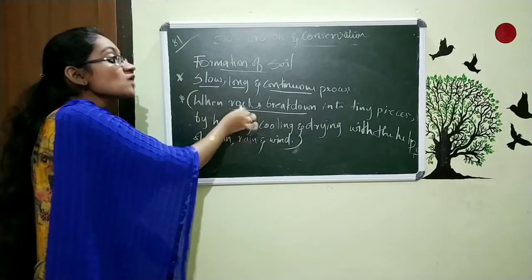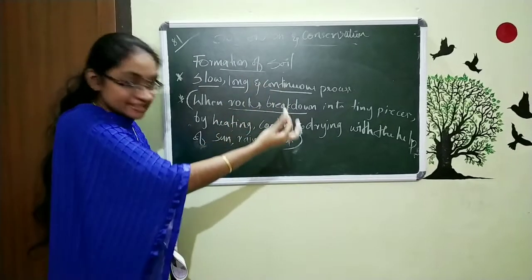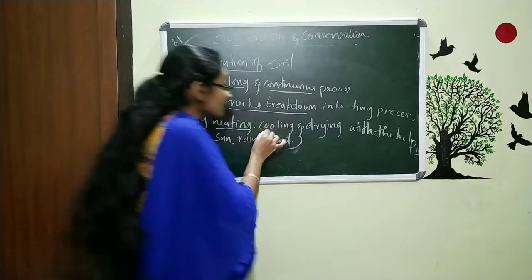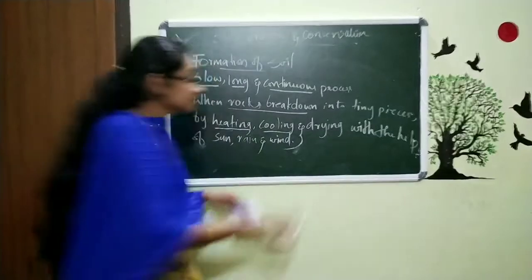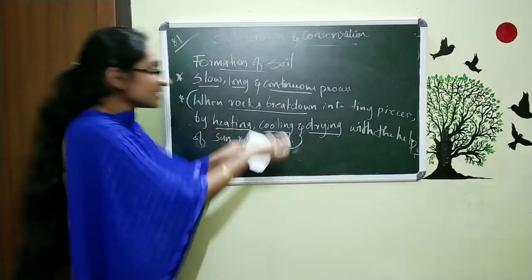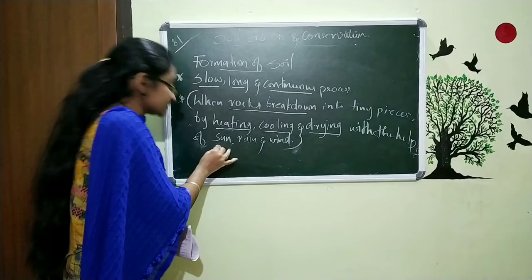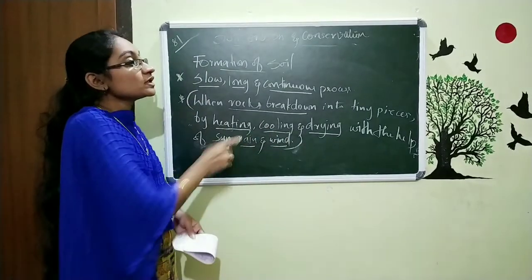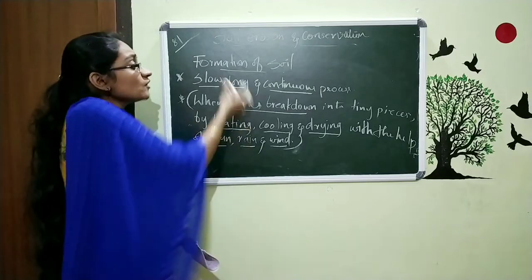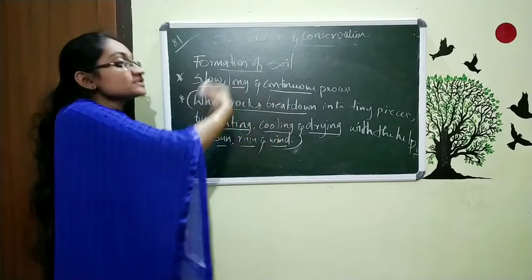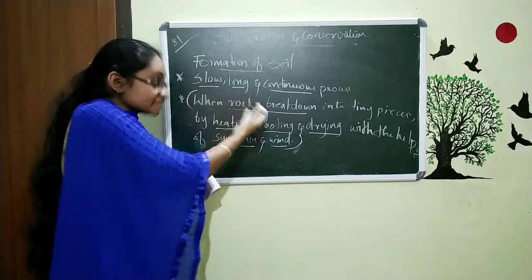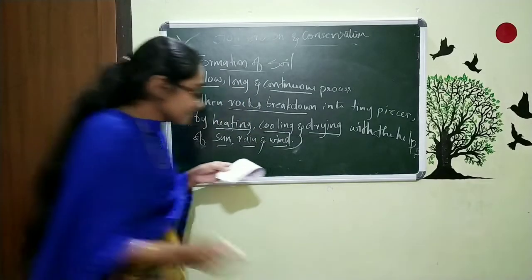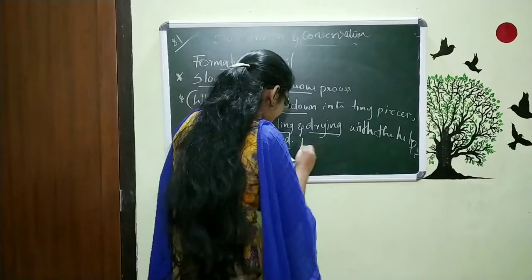When the rocks break down into tiny pieces by heating, cooling and drying, who makes all these things? With the help of sun, rain and wind. So that's how the soil is formed. And for the formation of soil, that means the breakdown of rock using natural phenomena, we call it by a name, and that's called weathering.